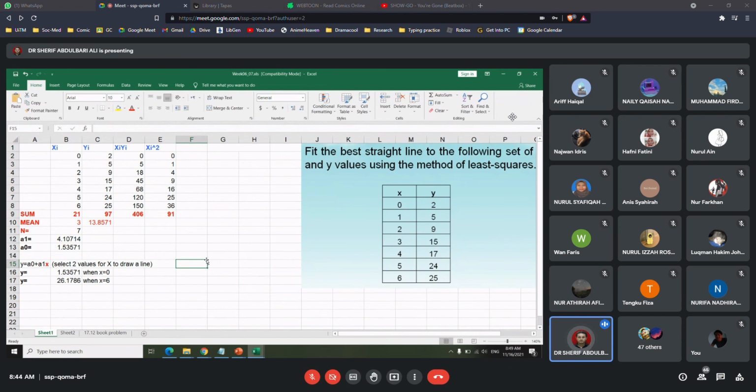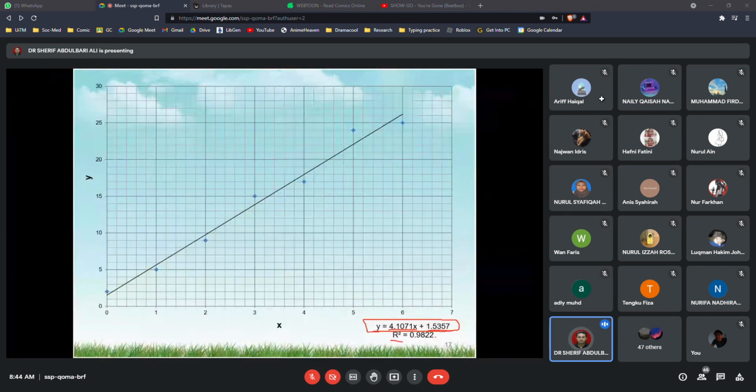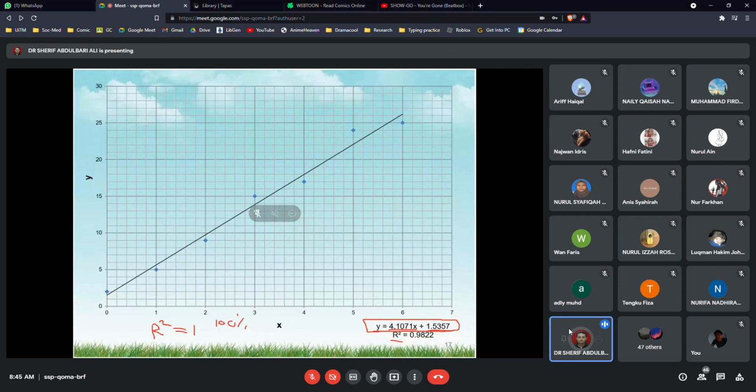Anyone get the same exact value? Yes. Okay, so one of your friends here was asking, what's the meaning of the value of the r square here? R square is the coefficient of determination. If this value is equal to 1, that means your line is considered a 100% perfect fit if it's closer to 1. And that is clear, we can see it.